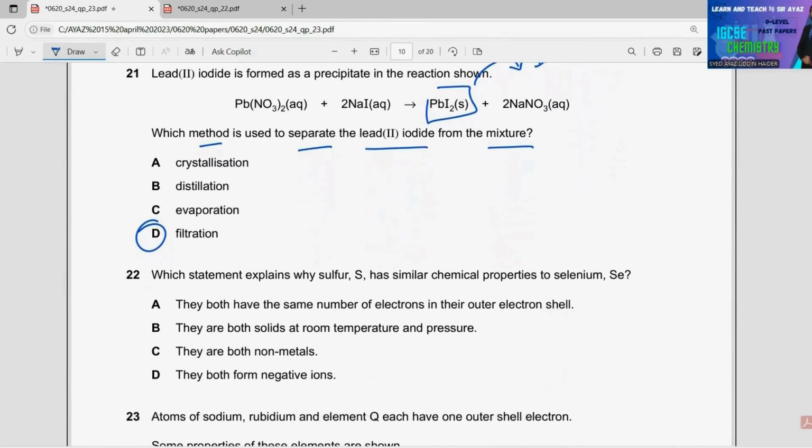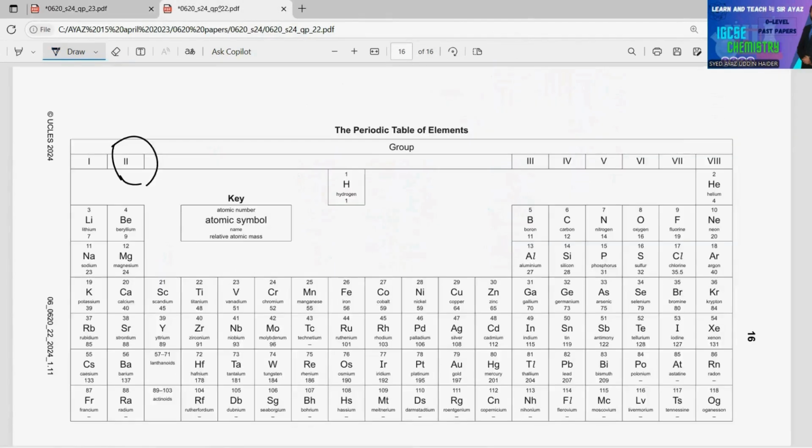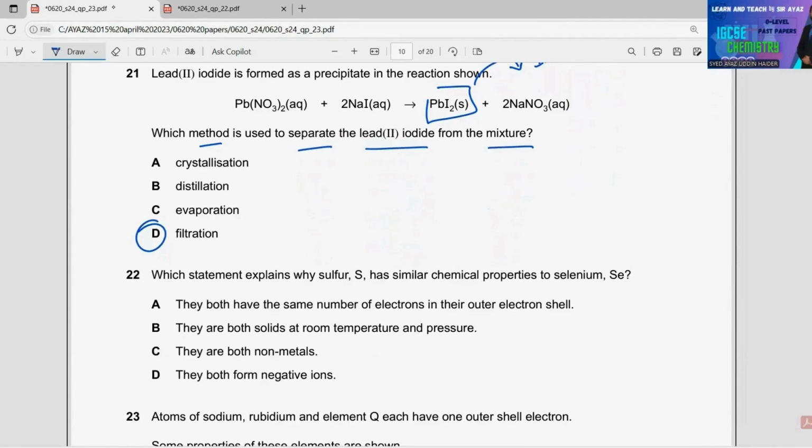22. Which statement explains why sulfur, S, has similar chemical properties to selenium, Se? Where is S? S is in group 6. Here's S, sulfur. Se is selenium. They have similar chemical properties, which depends on the number of electrons in their outer shell. Both have the same number of electrons in their outer shell. So A must be the right statement in this case.